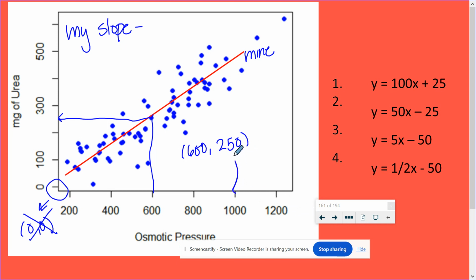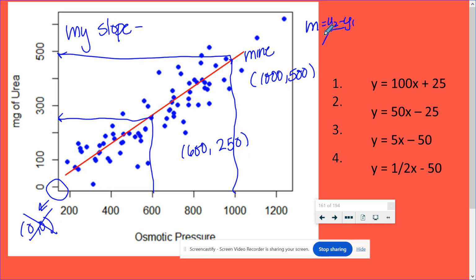And let's also use 1,000, comma, oh, it's pretty close to being 500. Let's just use 500. So I'm going to do y2 minus y1 over x2 minus x1. So 500 minus 250 over 1,000 minus 600. So I'm going to get 250 over 400. And I'm going to reduce that to 5/8.